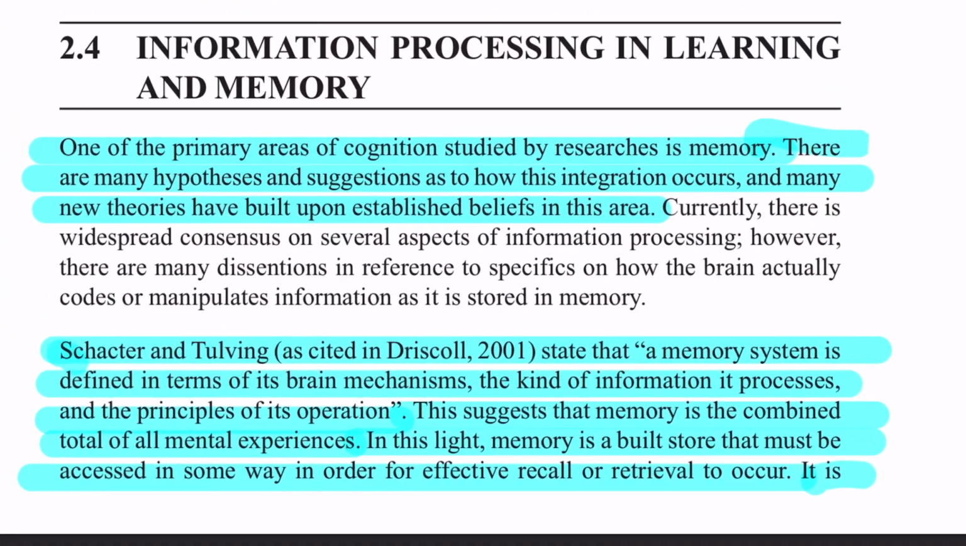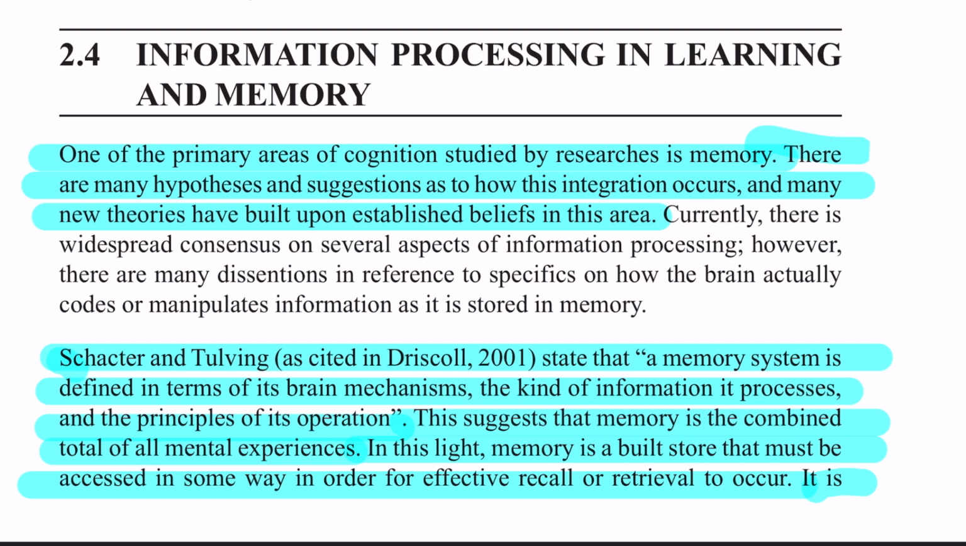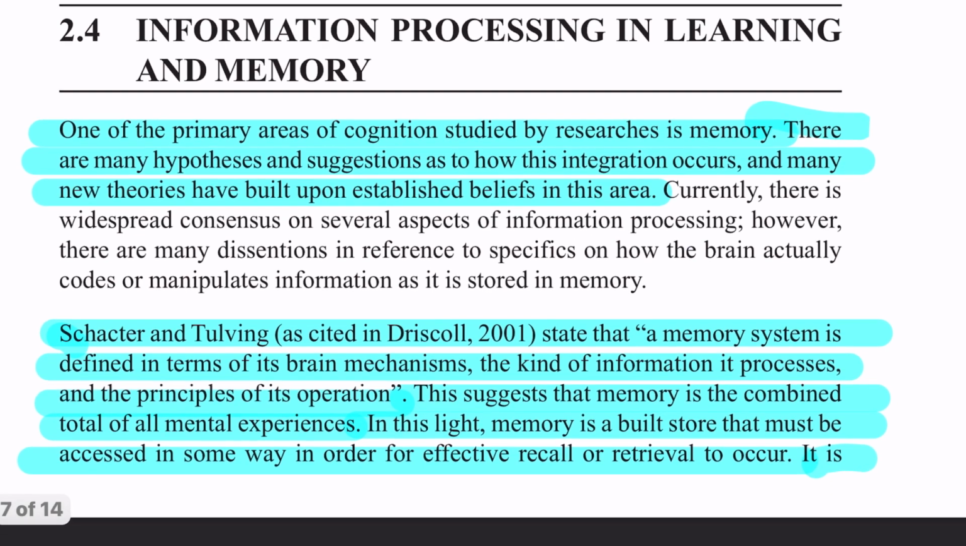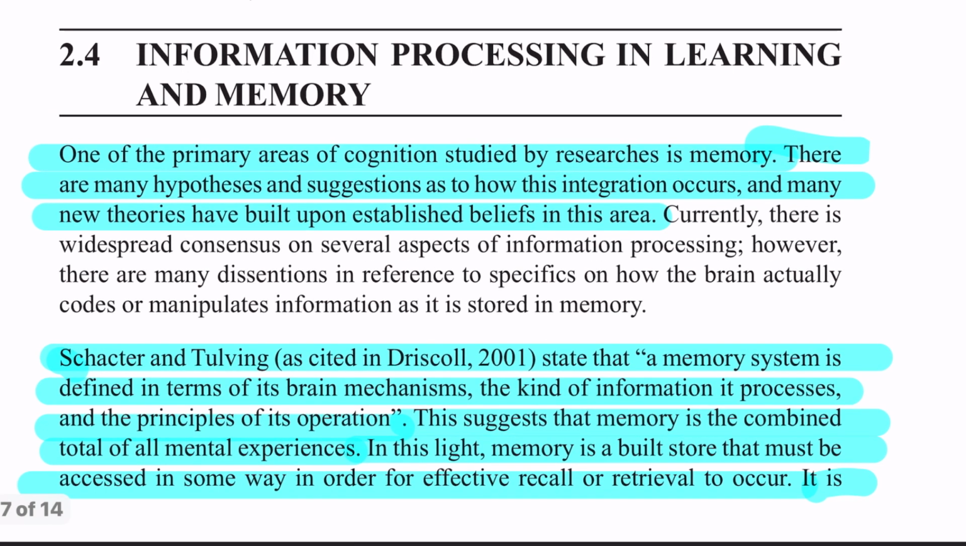So one of the primary areas of cognition studies by researchers is memory, because memory is what makes you, because you store information and on that basis you perceive your world. There are many hypotheses and suggestions as to how this occurs, and many new theories have built upon established belief in this area. How you learn, memorize and store is the most important part of information processing, or you can say cognitive psychology.